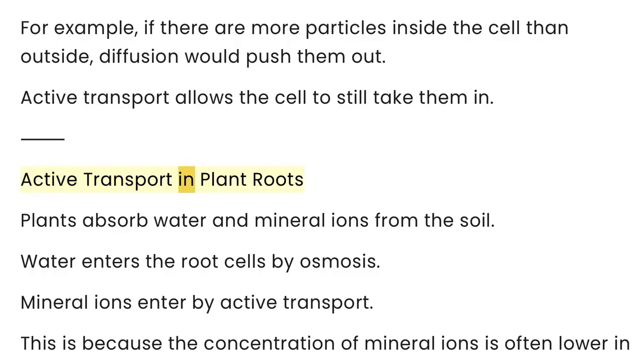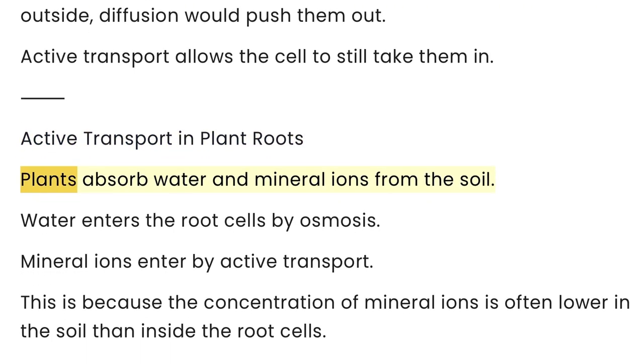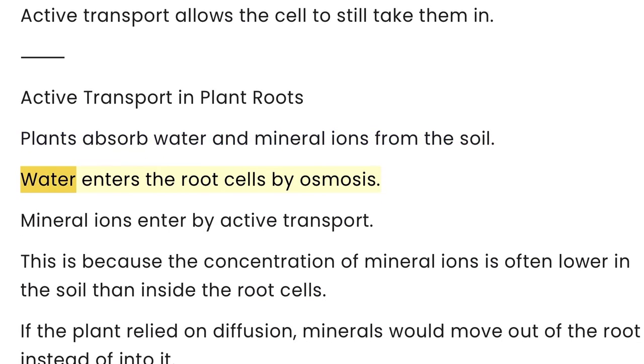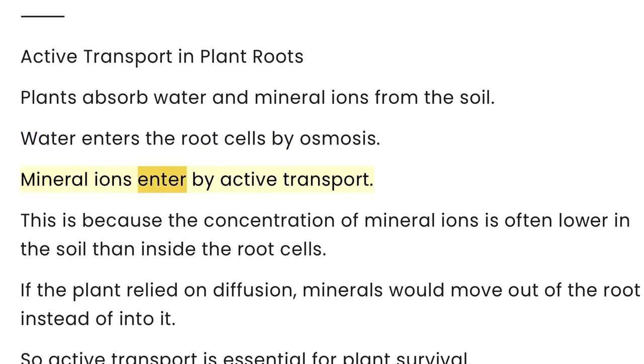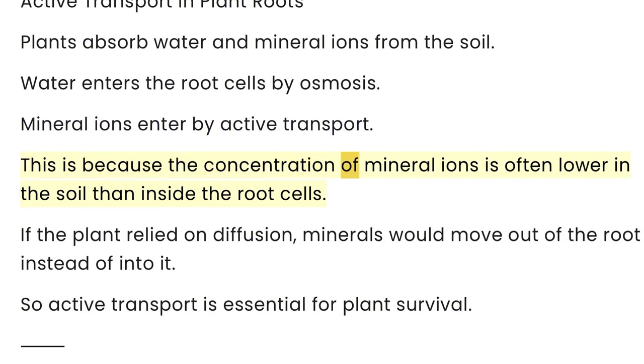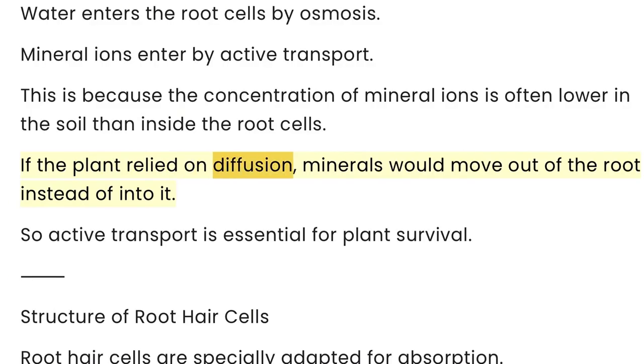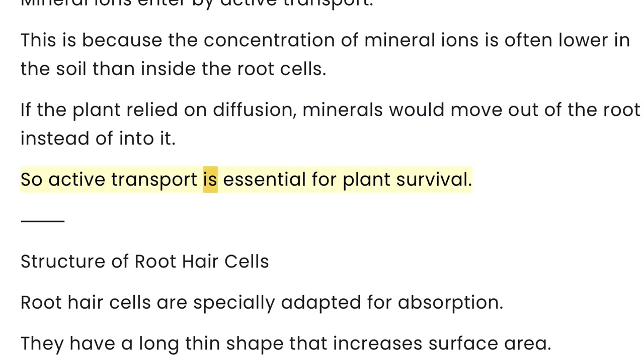Active transport in plant roots. Plants absorb water and mineral ions from the soil. Water enters the root cells by osmosis. Mineral ions enter by active transport. This is because the concentration of mineral ions is often lower in the soil than inside the root cells. If the plant relied on diffusion, minerals would move out of the root instead of into it. So, active transport is essential for plant survival.